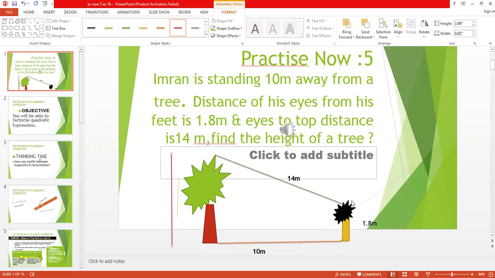Very, very easy. We have to solve by converting this shape into a right angle triangle. Now look at this shape. This is not a right angle triangle because it has 1, 2, 3, 4 sides. This means it is a quadrilateral. So what shall I do? I have to put a line here.